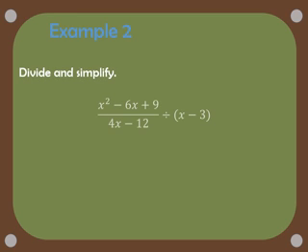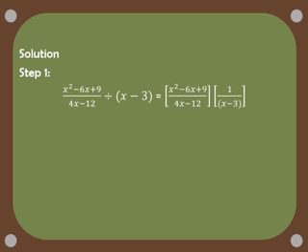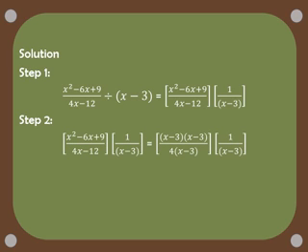So let's proceed to our next example, number 2. Divide and simplify x squared minus 6x plus 9 all over 4x minus 12 divided by x minus 3. Step 1 again is to multiply x squared minus 6x plus 9 over 4x minus 12 by the reciprocal of x minus 3. So it would be x squared minus 6x plus 9 over 4x minus 12 multiplied by 1 over x minus 3. And step 2, we need to factor the numerators and denominators.